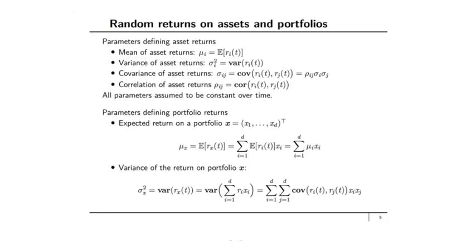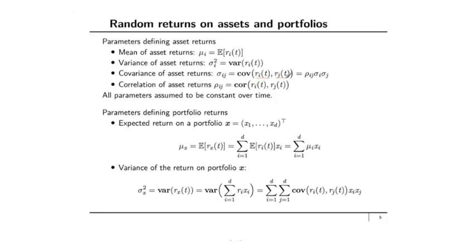So the values defining the asset returns are going to be the mean return, which is the expected value of the net return, and the variance of the asset return, which is simply the variance of the random variable. Notice the mu i's and the sigma i's are assumed to be independent of time. Again, either the market itself is stationary, or we are only interested in myopic investment, therefore we don't have to worry about time.